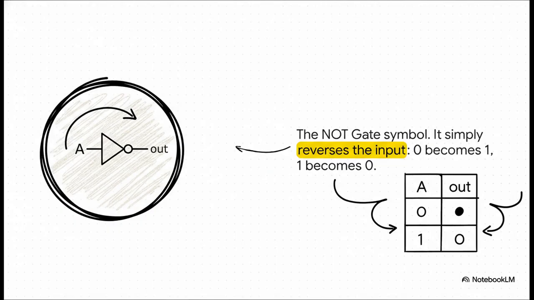And here's exactly what that looks like. You've got the symbol for it, and next to that is something called a truth table, which is just a fancy cheat sheet for what it does. As you can see, if the input, which we'll call A, is 0, the output is 1. If the input is 1, the output is 0. Yep, that's it. Simple as that.